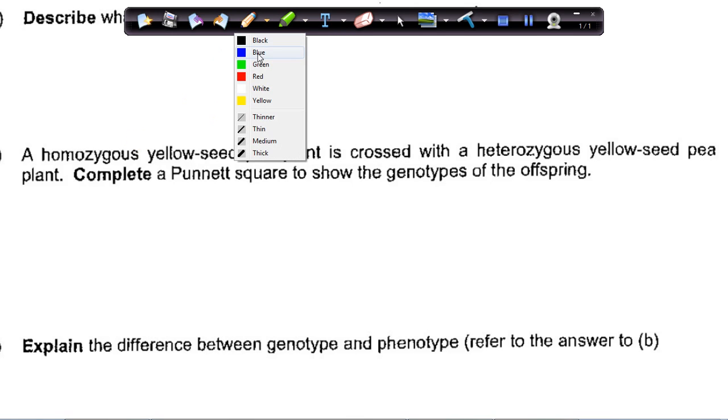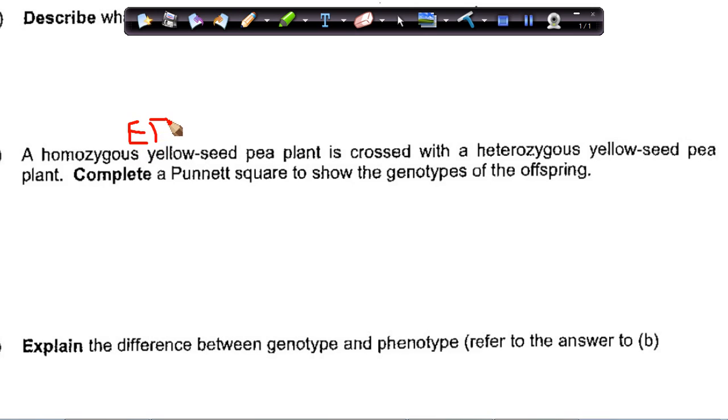Here I would actually be putting homozygous yellow, so that would be big E, big E. Fantastic. With a heterozygous yellow. So heterozygous, I don't even have to look at the color. Heterozygous, I've got two of the different alleles. So it must be a big E, little e. Fantastic. So we're crossing these two things. So capital E with a capital E lowercase e. Those are the genotypes of the parents.